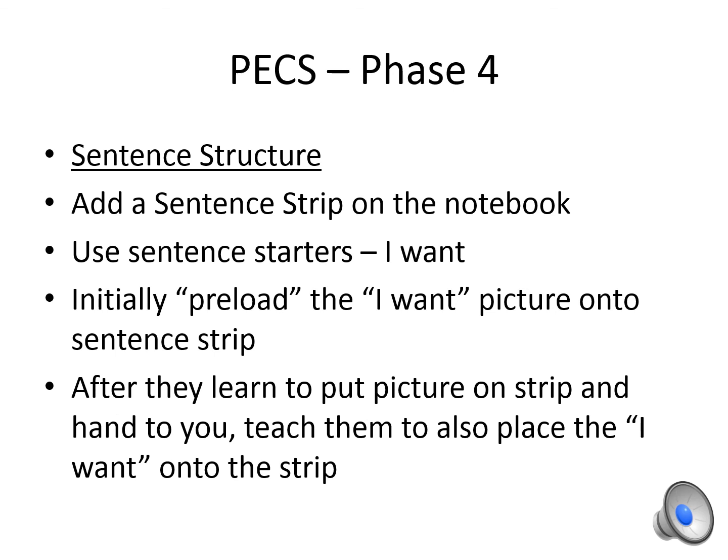In phase 4, we teach the child to handle sentence structure, to start making sentences like I want something. We start with the I want already on a little sentence strip, and then they learn to pick the picture that represents what they want, put it on the sentence strip, take the sentence strip off, and hand the entire sentence strip to the communication partner. So there's a little transition here to using a sentence strip instead of just single pictures.